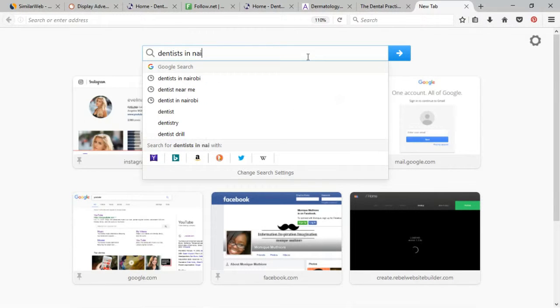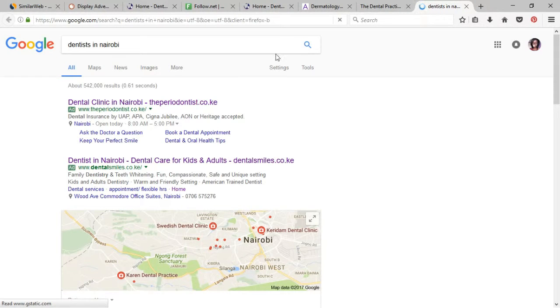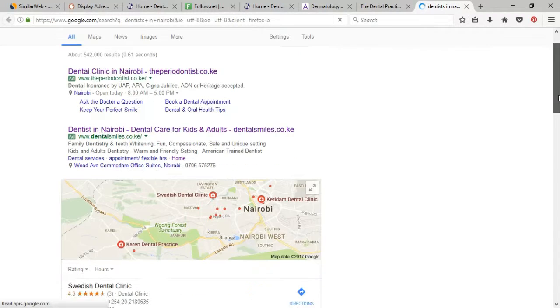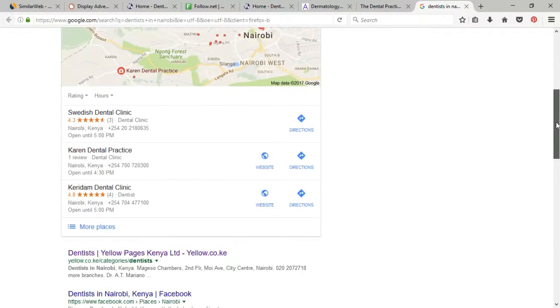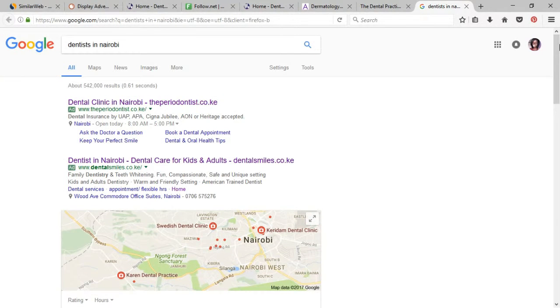Dentists in Nairobi. Let me show you this for a second. You can see they've been running these ads for quite a while, and now we see that the periodontist .co.ke is also starting to run ads. So this is a space that, when one person does it, a lot of people do it, because clearly there's huge potential to generate a massive amount of leads for your business and to convert those leads into actual revenue.